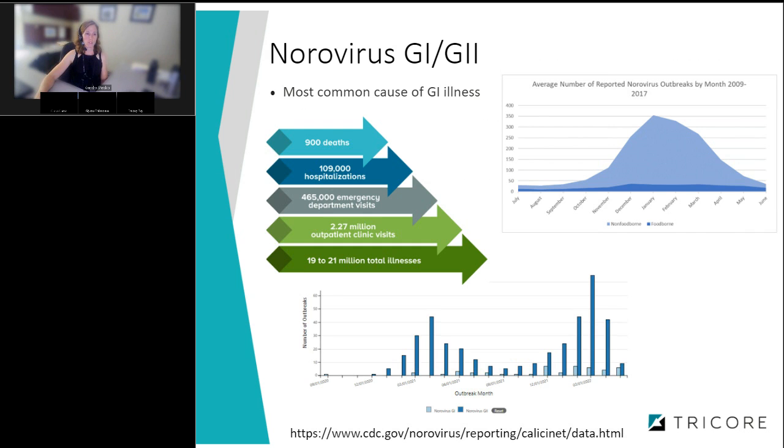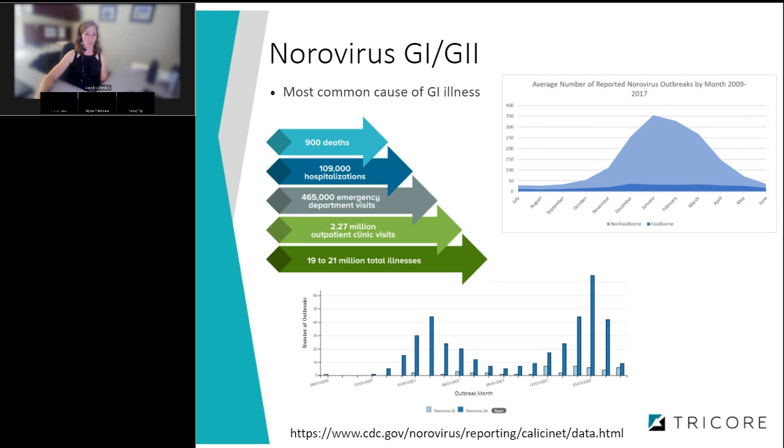So norovirus G1, G2 is the most common cause of GI illness in adults in the United States. It causes around 900 deaths per year, 109,000 hospitalizations, 465,000 emergency department visits, and 19 to 21 million total illnesses.